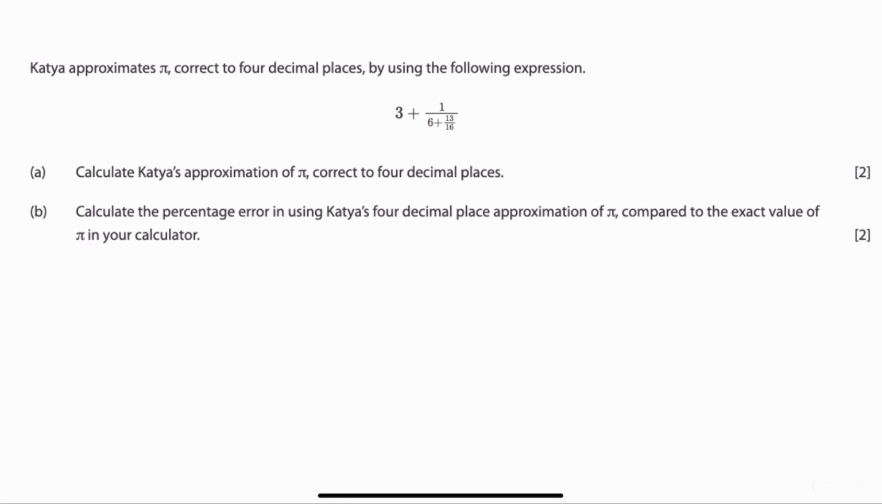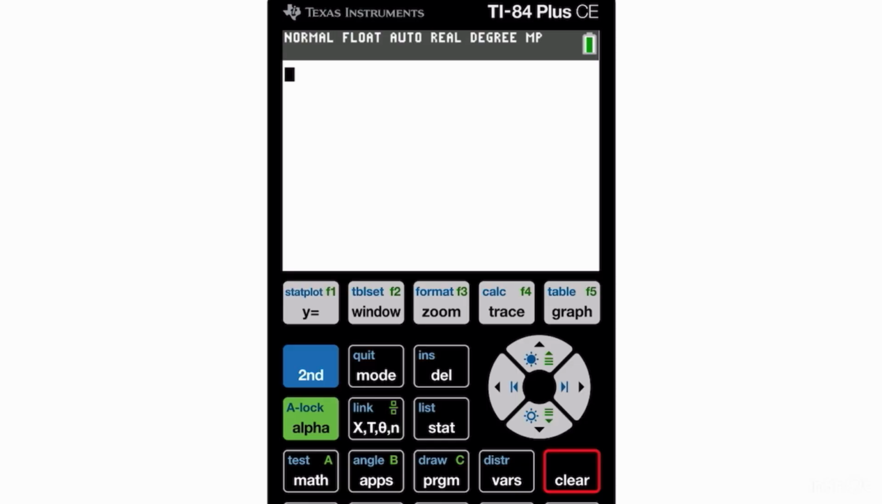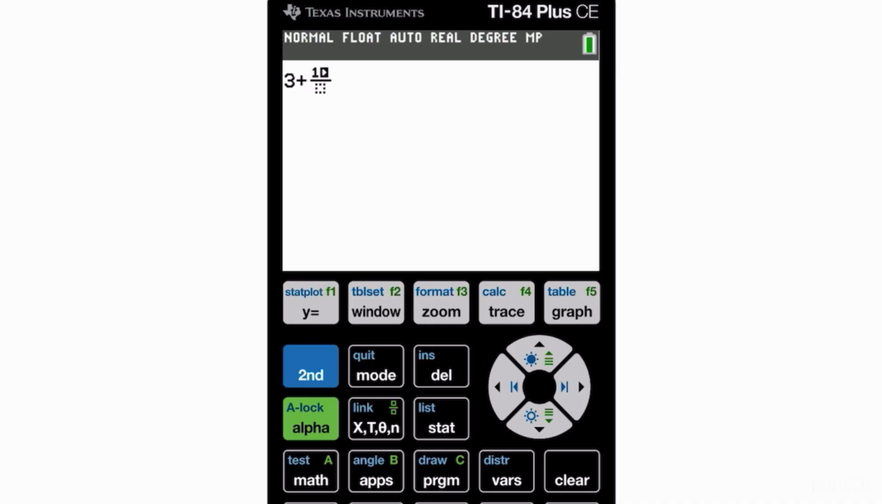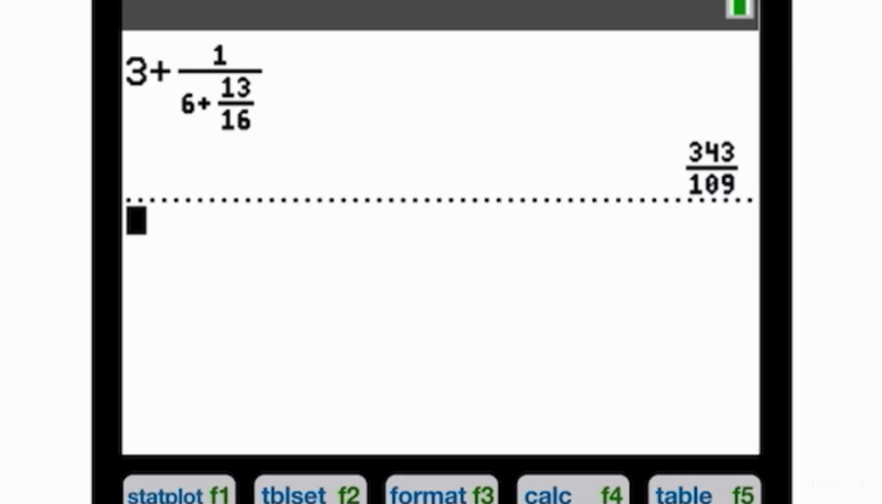Katya approximates pi correct to 4 decimal places by using the following expression. Calculate Katya's approximation of pi correct to 4 decimal places. Let's put this into our calculator. In the calculator, we're going to enter this exactly the way we see it. 3 plus, and because the rest of it's a fraction, I'm going to go alpha y equals to turn this into a fraction, 1 over 6 plus, and once again, this is also in a fraction, so I do it again, 13 over 16. This is going to give me an answer of 343 over 109, which is great.